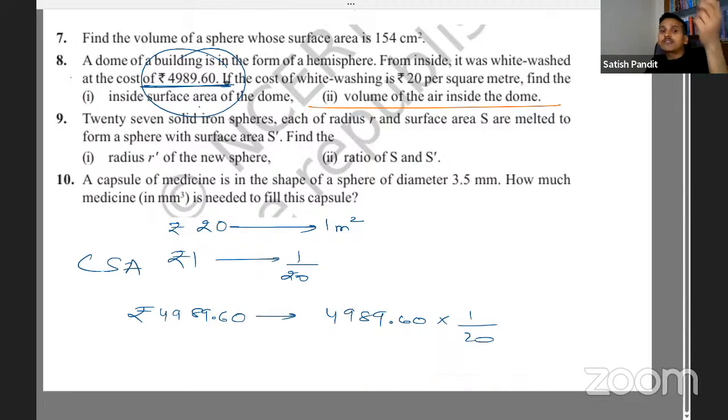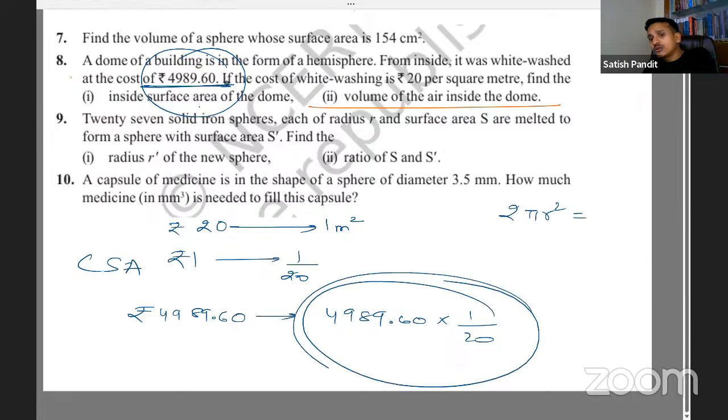Once you know the inside surface area of the dome, you know the surface area of a hemisphere is 2 pi r square. So 2 pi r square is equal to this. If 2 pi r square is equal to this, you can find the radius, right? Because pi is 22 by 7, it's a constant. You can simplify and get the radius, right? Yes or no, everyone? And once you get the radius, you can find the volume.